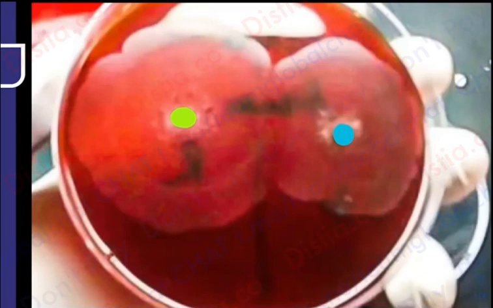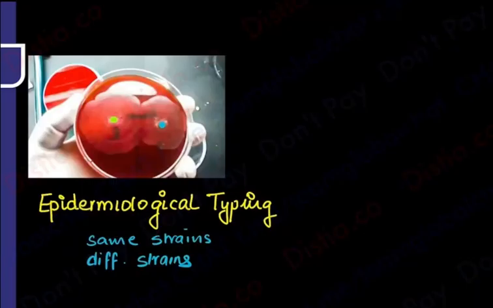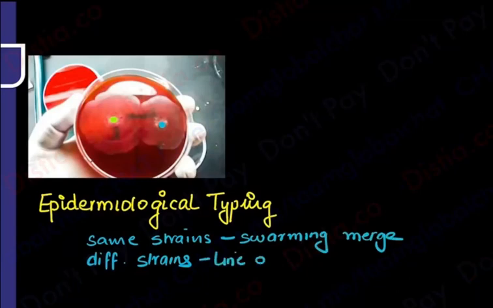You are not going to hug each other. So simple. Best friends, their swarming will merge. But if they are different, they will separate. So this means that in same strains, the swarming is going to merge, whereas if they are different, then you will see a line of demarcation. They will maintain their distance because they are enemies.